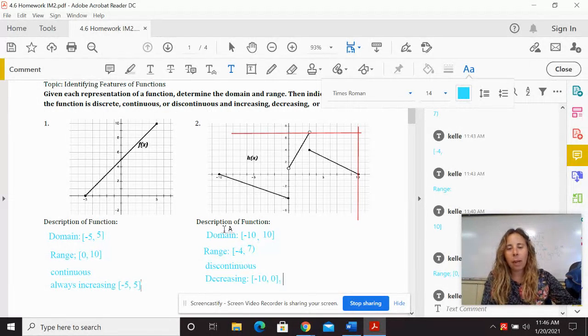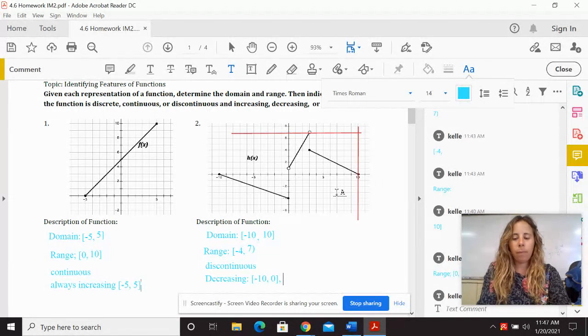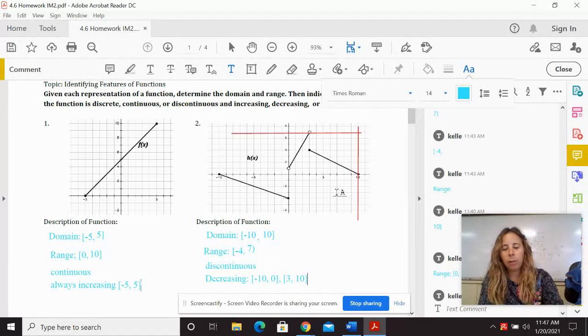Anyways, where else on this graph are we decreasing? So from left to right, where else are we decreasing? The next thing you will see is this guy. Well, this guy is going up. This guy is increasing. So we'll get to him in a second, but then we're decreasing from here to here. This is also decreasing. So that's x equals 3 to 10. Okay. Those are intervals of decreasing.